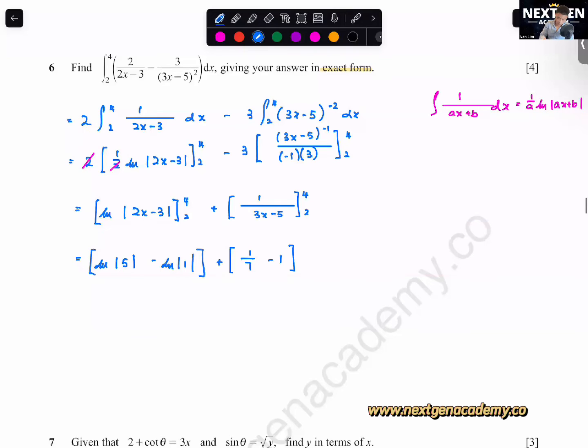Okay, ln 1. What is ln 1? Ln 1 is equals to 0. So I just get here ln 5, 1 over 7 minus 1, you get minus 6 over 7. So you get ln 5 minus 6 over 7.